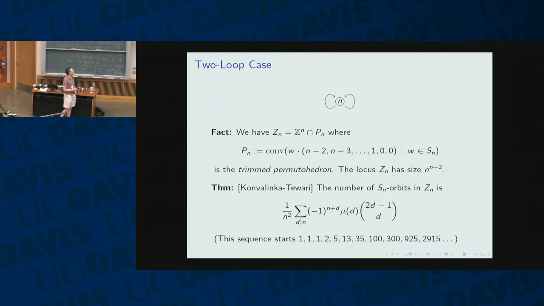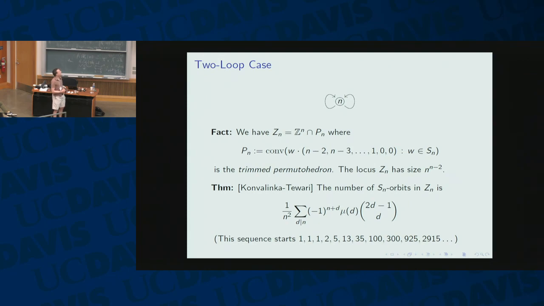So here's kind of an infinite family of examples. It's a really little quiver, just 1 vertex, but we have a dimension vector n. And you look at this polytope known as the trimmed permutahedron. So you take a staircase, but your staircase is just a little bit depressed. It starts at n minus 2, goes to n minus 3. Eventually, you have 1, and then 0, 0, right?